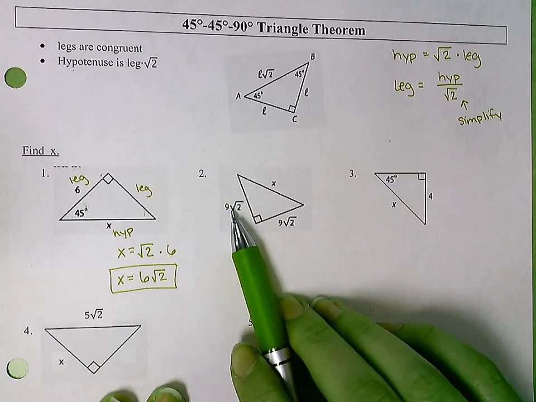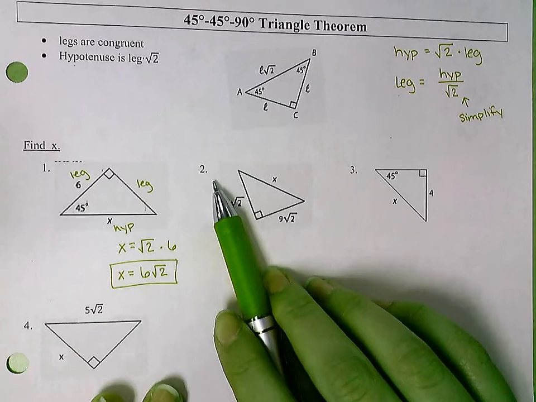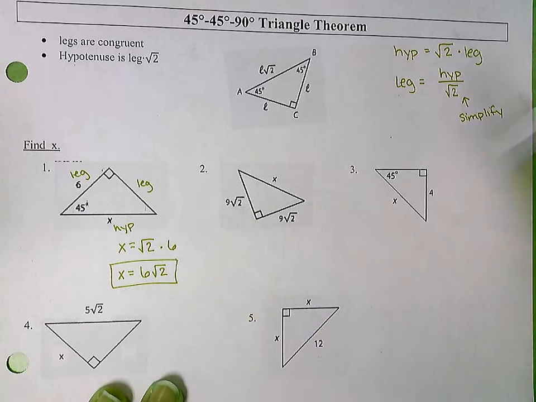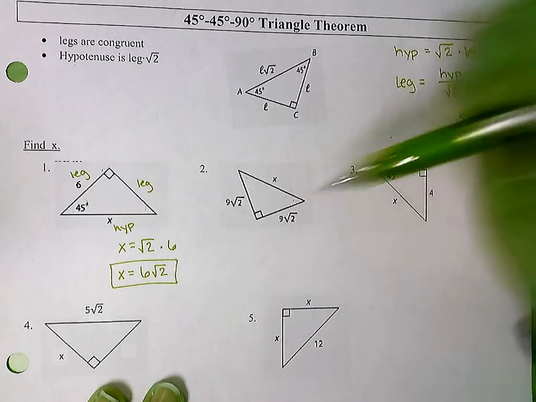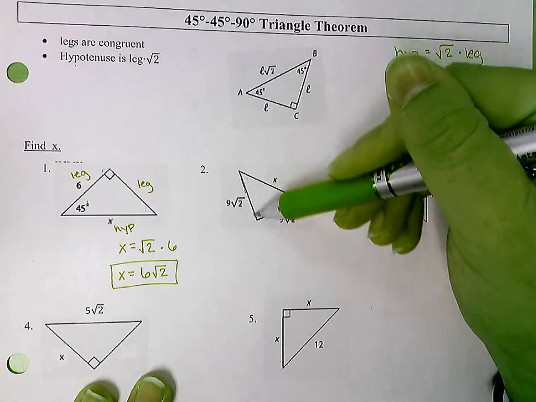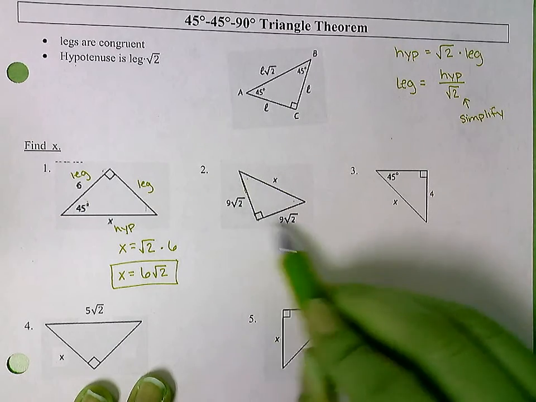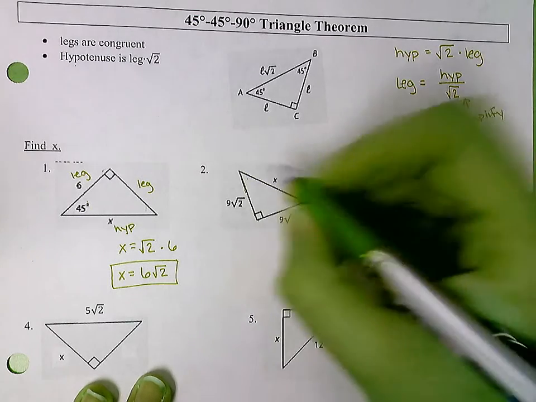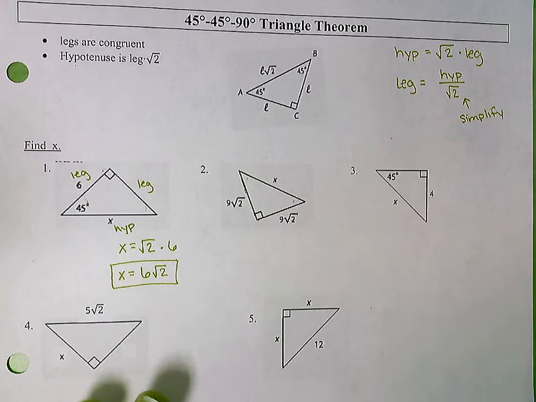So, number 2, we're going to do the same thing. Now, in this one, it didn't show you the angles. However, if you look at the sides of this triangle, they're equal. That means these two angles are equal, and they'd have to be 45. So this is still a 45, 45, 90 right triangle.